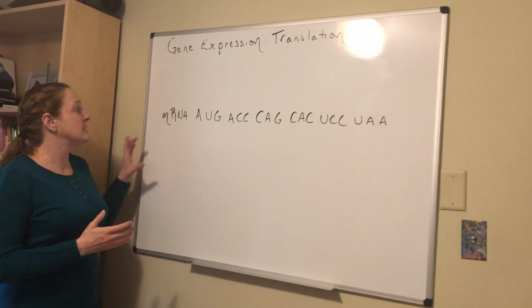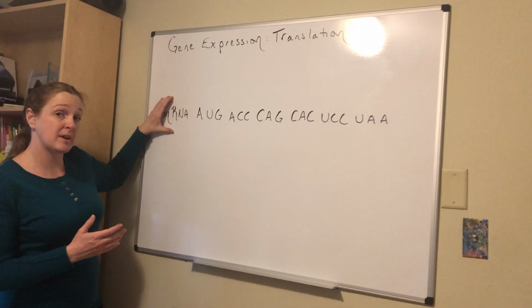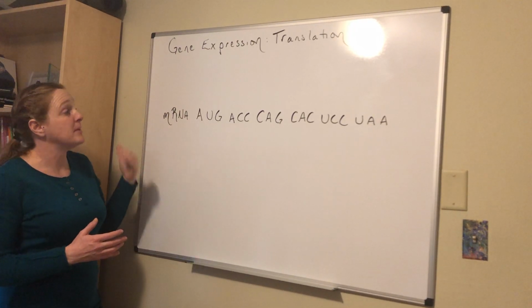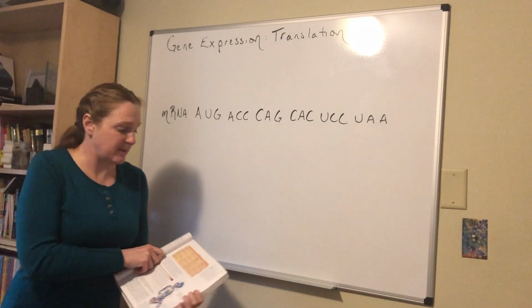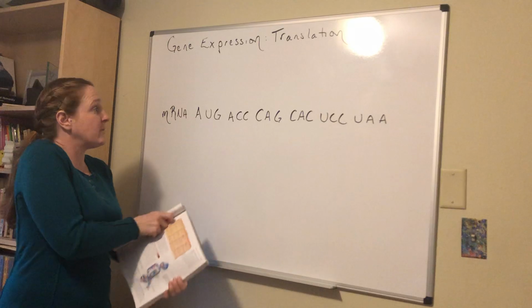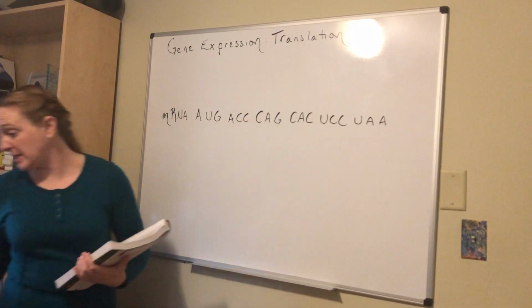So what I have up here on the board for today's little demonstration is a chunk of messenger RNA. And what I want to do is read this like a ribosome. I'm going to be reading it in codons and then using the amino acid monomer chart from the textbook in order to figure out which codon means which amino acid monomer.